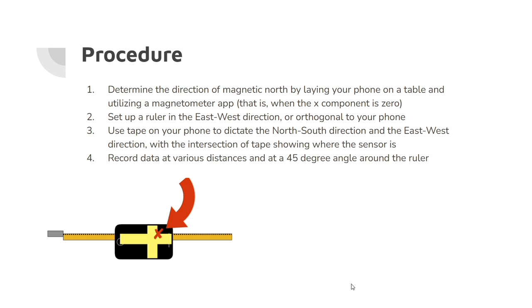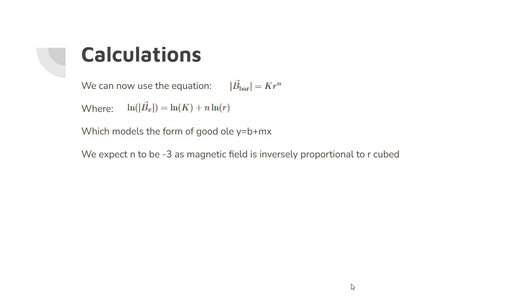And you can record data at various points and at a 45-degree angle to the ruler, and that 45-degree part will come in later. But regardless, you want to make sure you're recording data at various distances and various magnetic fields. So as far as primary calculations, we're going to use this equation, K r to the n.